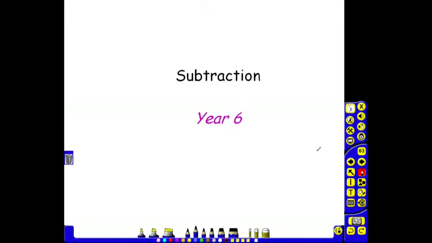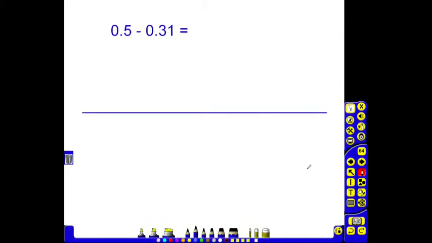However, the numbers that are used in Year 6 are more difficult. This is an example of a strategy that has been used throughout school, but that is used for a much more difficult set of numbers. We have 0.5 take away 0.31.